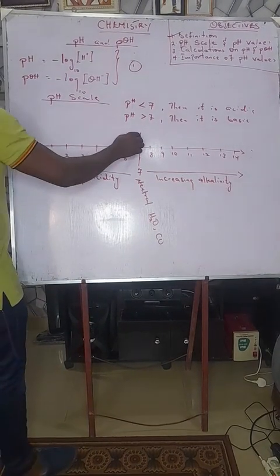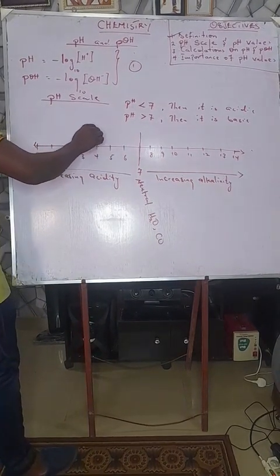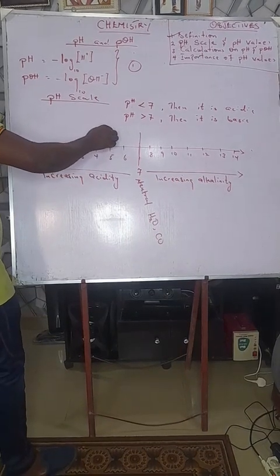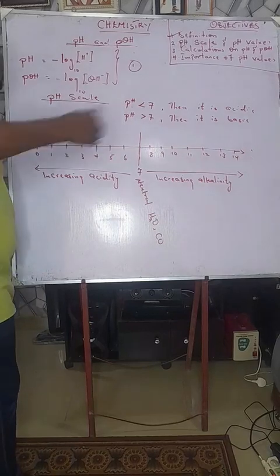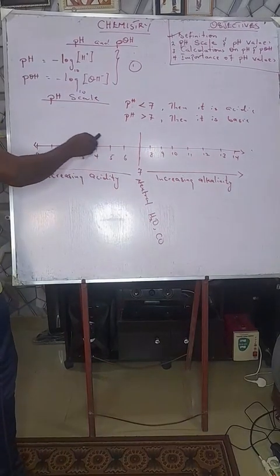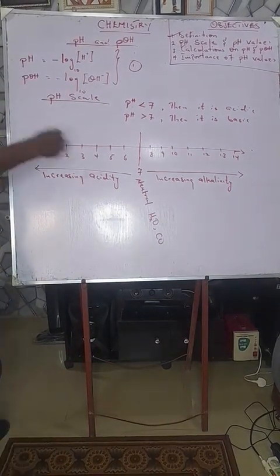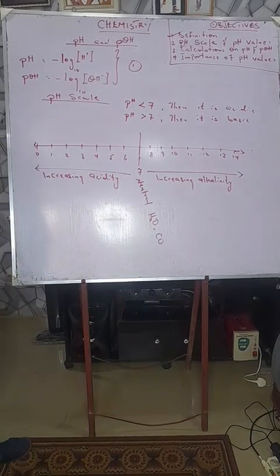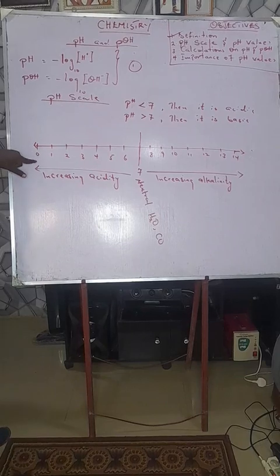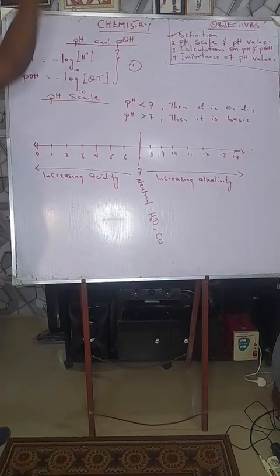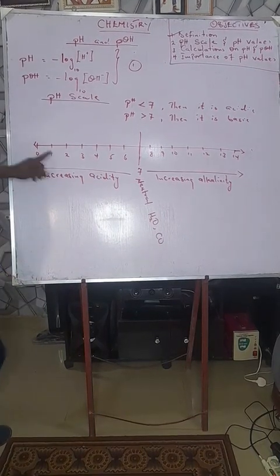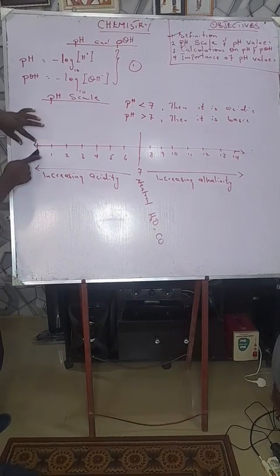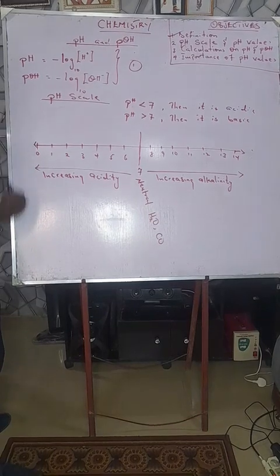And I told you, as you move from here to this place, there is increasing acidity, meaning the acid is getting more concentrated as you travel in this direction. 0 has the highest acidity, followed by 1. If you get 0, it means it is the most acidic substance. If you get 1, that one is less acidic than 0.